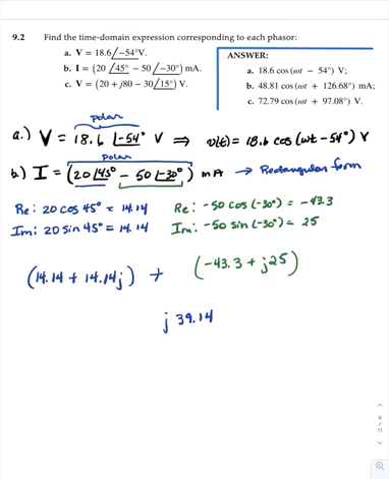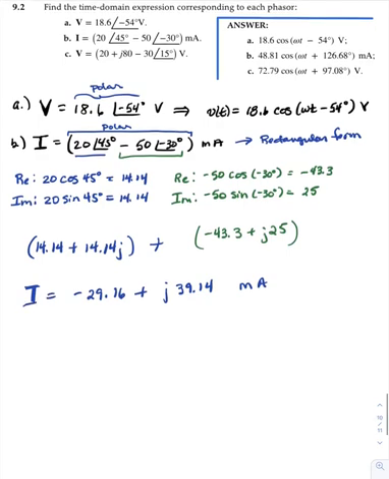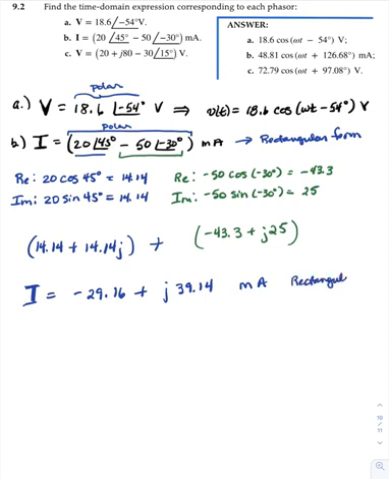14 minus 43.3, we get minus 29.16. And this is milliamp. And let's convert this, and this is rectangular. And let's convert it back to polar form.